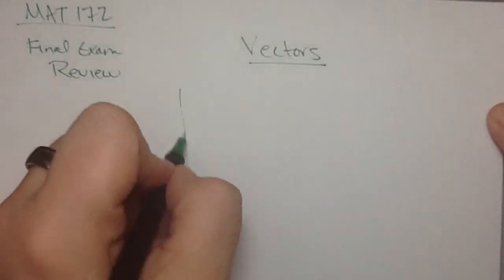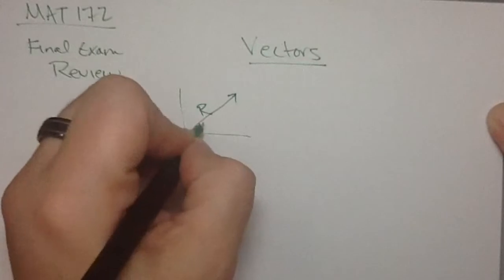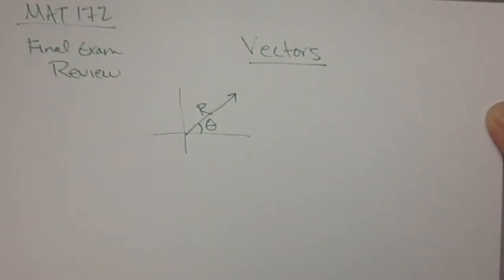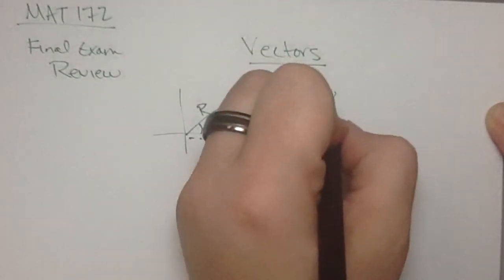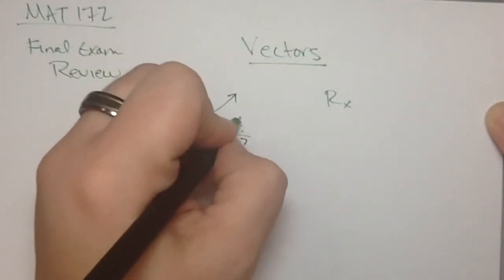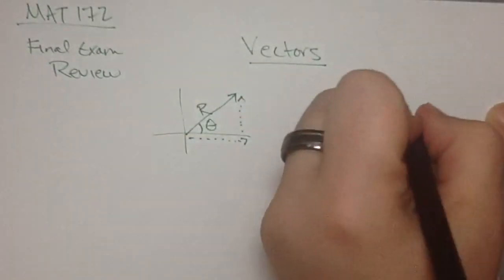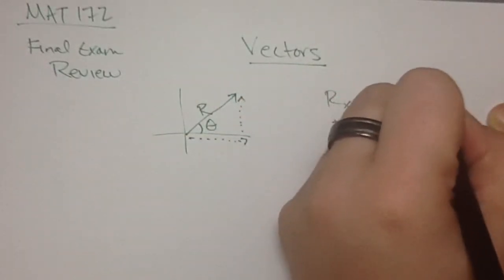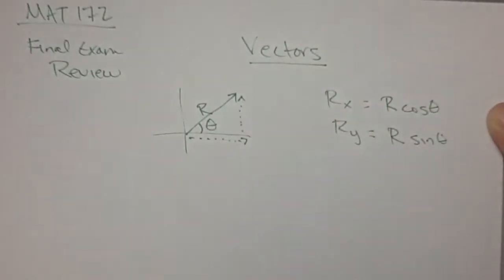So if you have any given vector with length r at angle theta, you can always break it up into the part that is along the x-axis, rx, and the part that is along the y-axis, ry. So rx is always equal to r cosine theta, and ry is r sine theta.